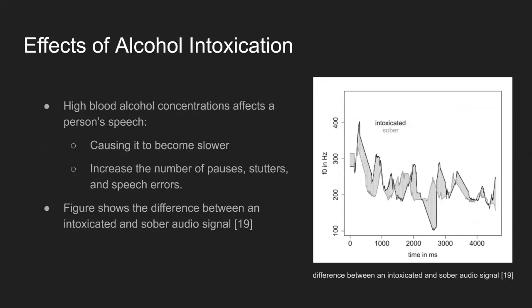Alcohol is known to affect human behavior and can be dangerous when consumed in large amounts. Blood alcohol concentration between 0.05 and 0.08% is known to impair judgment. Higher concentration affects a person's speech, causing it to become slower, increase the number of pauses, stutters, and speech errors. This figure shows the difference between an intoxicated and sober audio sample.